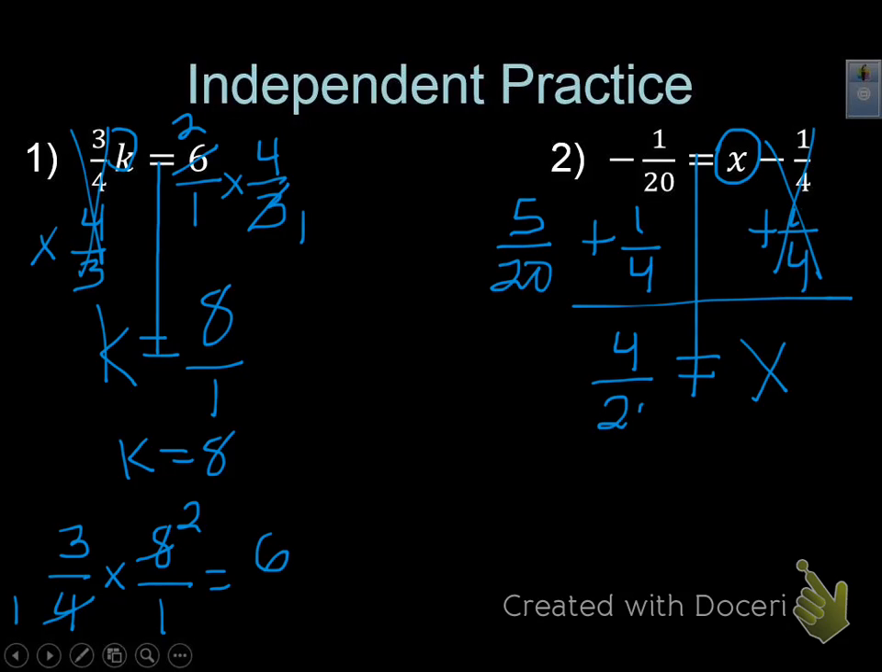My denominator remains 20. I see that 5 over 20 is larger, so that means that my answer should remain positive. However, my answer can be simplified. I can divide both by 4, and my final answer is 1 over 5, or 1/5.